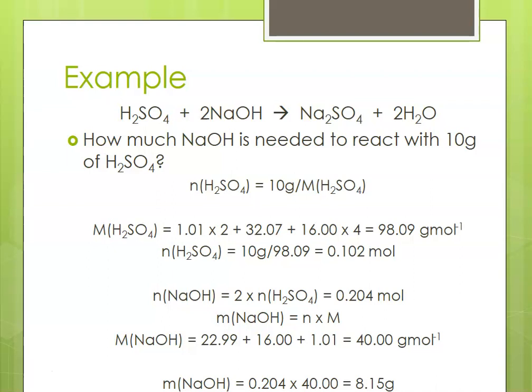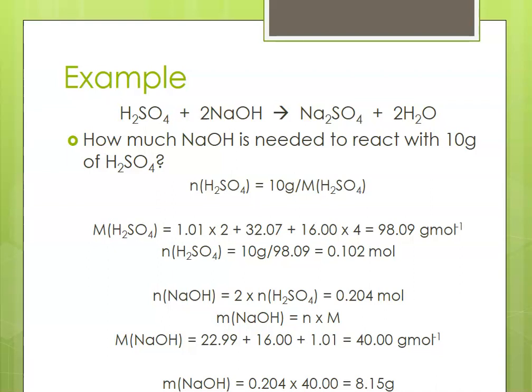So even though we have twice as many moles of sodium hydroxide, it's still actually a smaller mass than our mass of sulfuric acid. That's because the molar masses are different. They're different sized particles, effectively. So a particle of sodium hydroxide is less than half the size of a particle of sulfuric acid. This is why masses on their own aren't particularly useful.